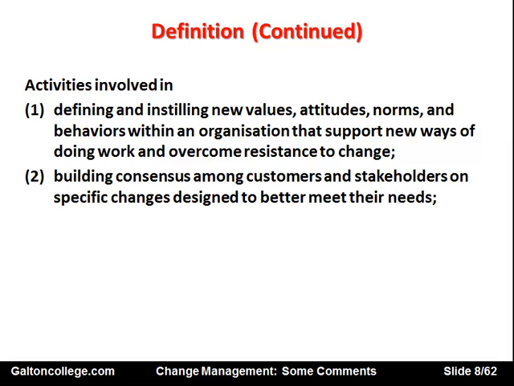Building consensus amongst customers and stakeholders on specific changes designed to better meet their needs. Well, a consensus means total agreement. It means getting an agreement between the customers and the stakeholders. The customers, who ultimately are in charge of production. If we think about it, it's the customers who dictate the production. They're the ones who require a certain style of product with certain functionality, certain attributes, which is what they buy. So it's the customers who buy it, and therefore it's the customers who drive the market.